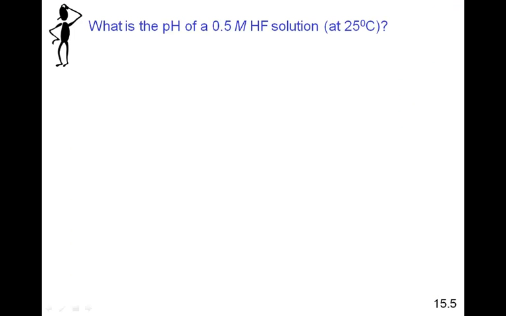So let's do a problem. It says, what is the pH of a 0.5 molar HF solution at 25 degrees Celsius? Well, there's the equation that represents the process.